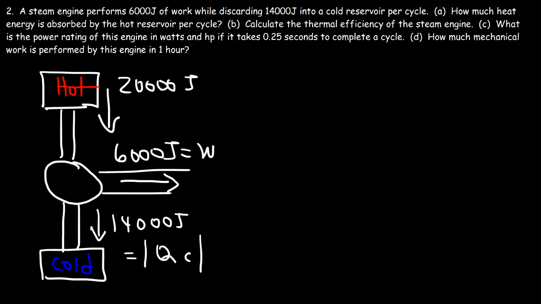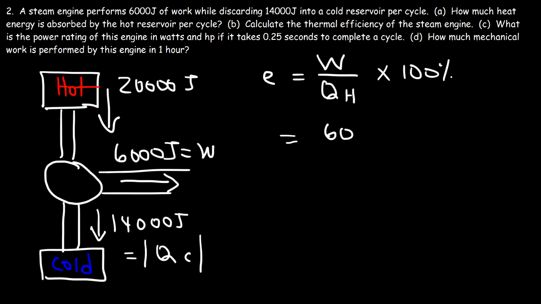Part B. Calculate the thermal efficiency of the steam engine. The thermal efficiency, just like before, it's going to be the work divided by QH times 100%. So the work output is 6,000 joules. QH is 20,000. Let's multiply that by 100.